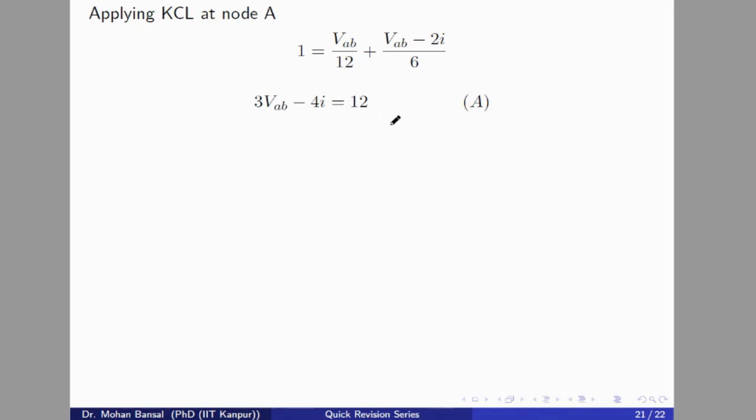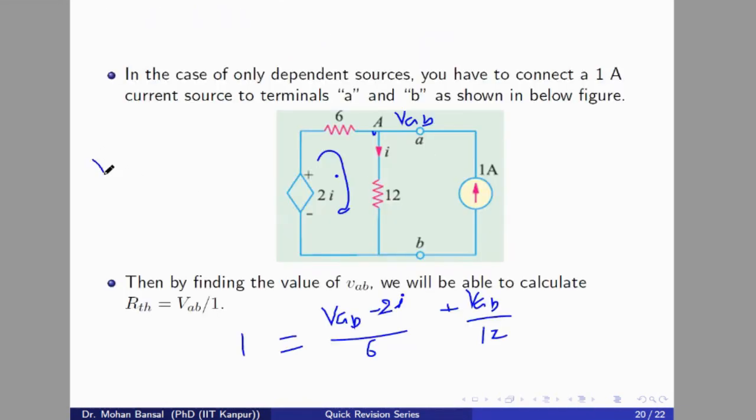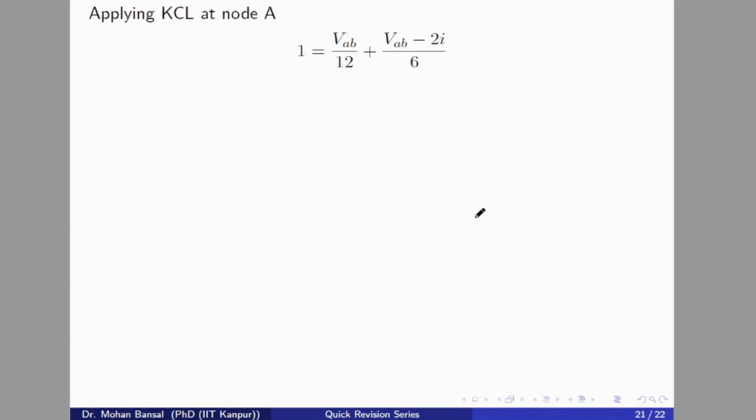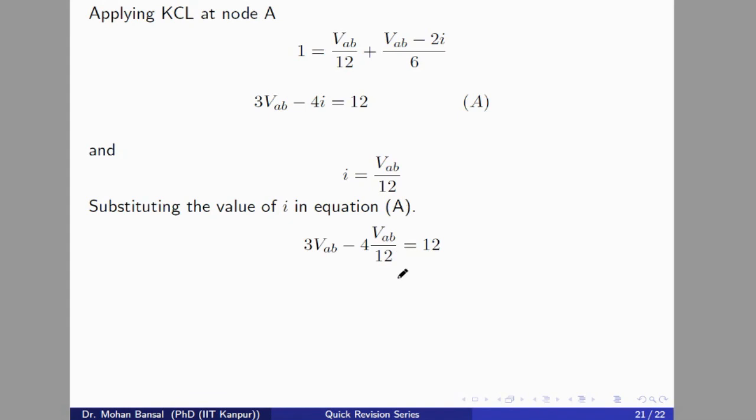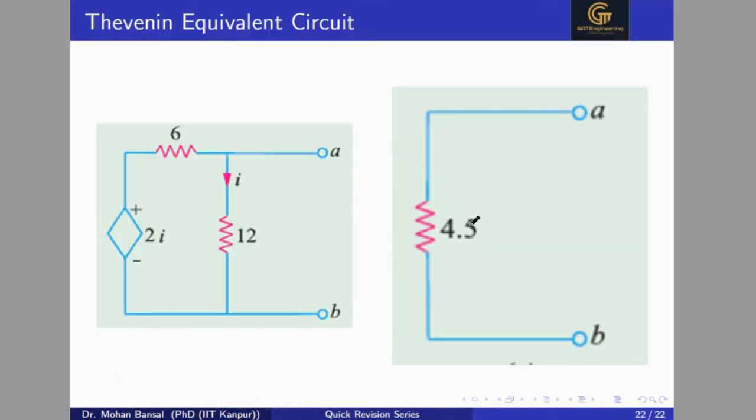And we will get one equation in terms of VAB and I. Now we want one more relation, that is VAB equal to 12I, from this component. We will simplify these equations to get the value of VAB. Now we have VAB, and RTH is nothing but VAB divided by 1, that is 4.5 ohm, so the equivalent resistance is 4.5. Because VOC is 0, VTH is 0, so there is no voltage source we will connect across this. This is the Thevenin's equivalent circuit.